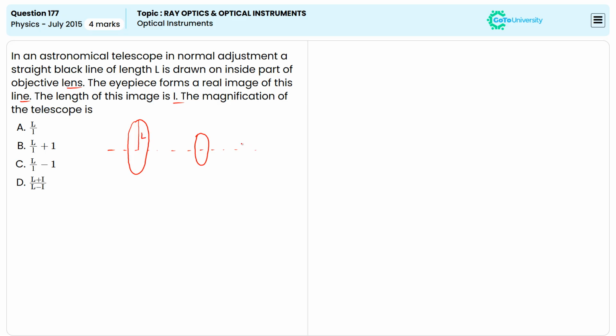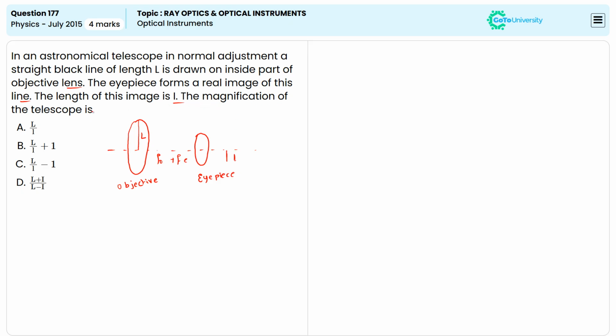and this eyepiece forms a real image of this line. That is, somewhere here the real image will fall. This is I, or this is small l. Then the separation between the lenses of this telescope is f0 plus fe. This is the objective lens, and this is the eyepiece.